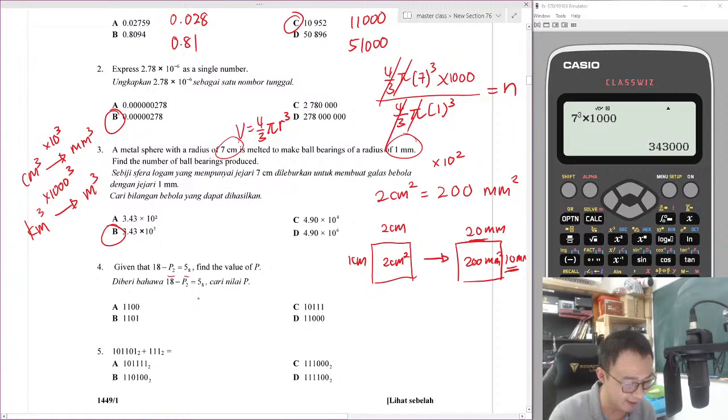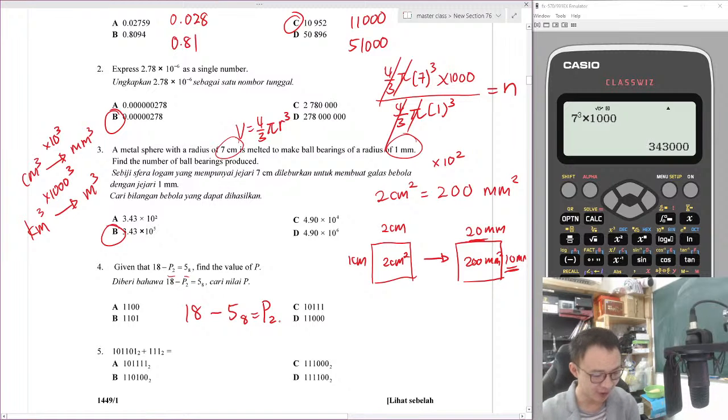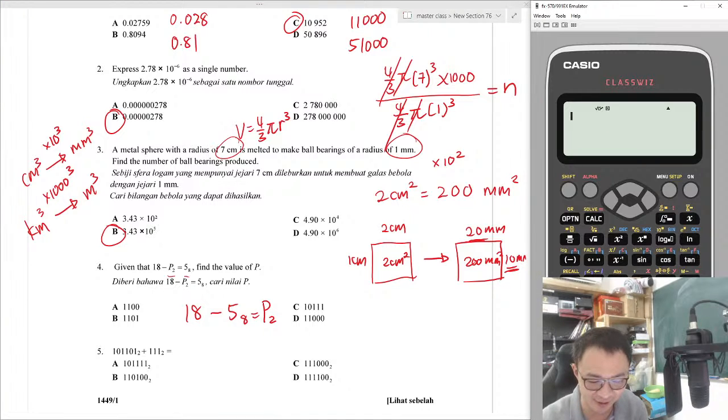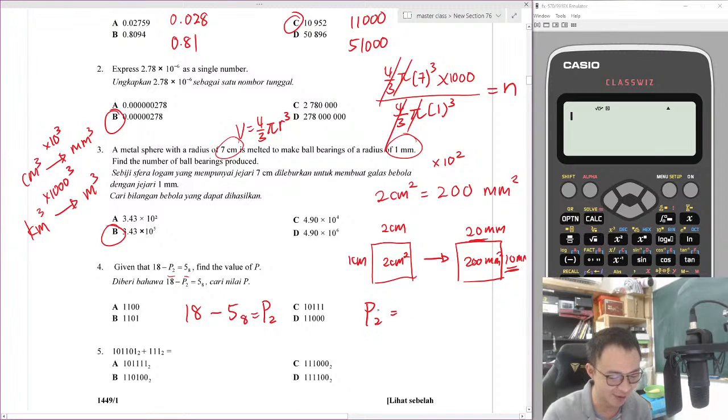Alright, then the next one is the base number. These are different base numbers like this. So what I want to do is 18 minus 5 base 8 equals to p base 2. Basically I just swap around. If you're not sure about what this 5 base 8 is, you can go to the base 8 and change to the base 10. This 5 base 8 is basically just 5. So p base 2 equals 18 minus 5, which is 13.